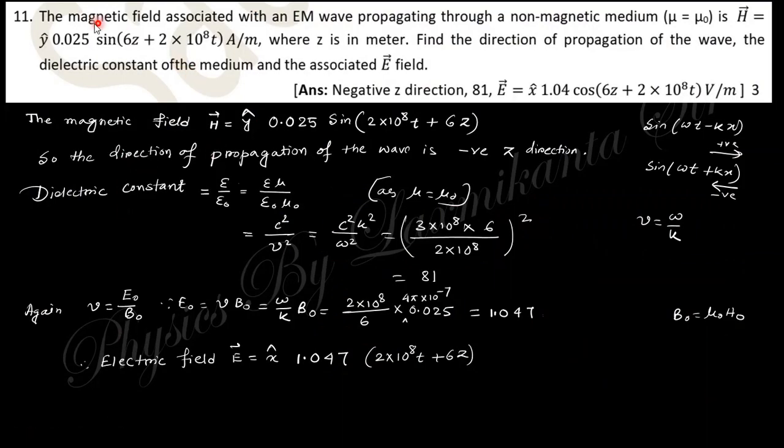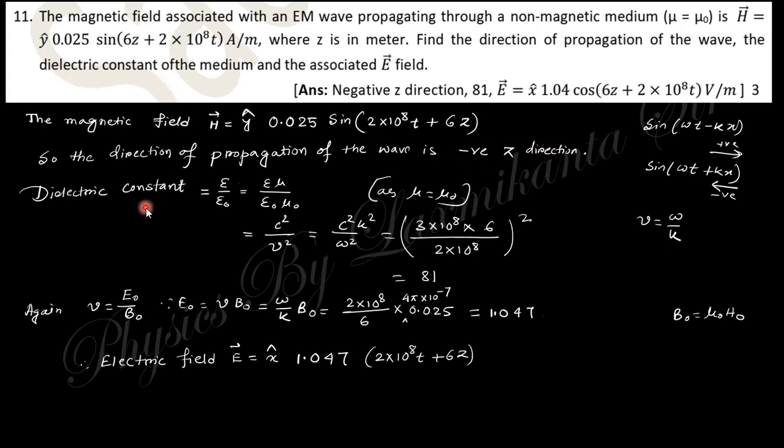First question says that the magnetic field associated with the electromagnetic wave propagation is H vector equals this. Find the direction of propagation of the wave, the dielectric constant of the medium and the associated electric field. For the positive x-axis the wave equation will be omega t minus kx, and for the negative axis it is omega t plus kx. Since this is plus 6z, this must be the negative z direction. So this is the direction of propagation of the wave.